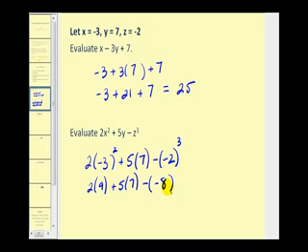Now we'll go ahead and multiply. So 2 times 9 is equal to 18, plus 5 times 7 is equal to 35. Now here we have minus negative 8, and that'll become plus positive 8. And now performing the addition from left to right, we have 18 plus 35 plus 8. 18 plus 35 would be 53, plus 8 would be 61.